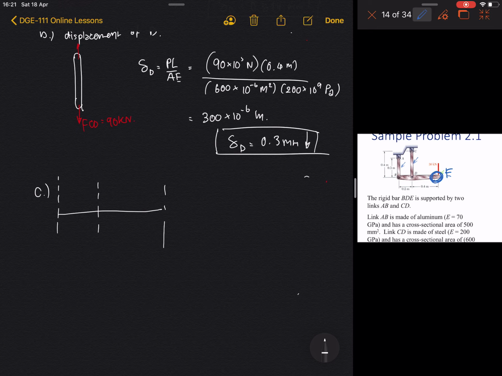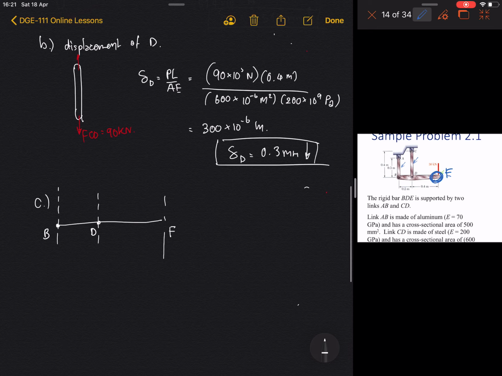If you take a look at the pictures, this is point B, this is point D, and this is E. You know already how much each of the bars is deformed, right? How much is expansion and deformation? And actually, this one is compressed. This one is expanded, or this is shrunk.